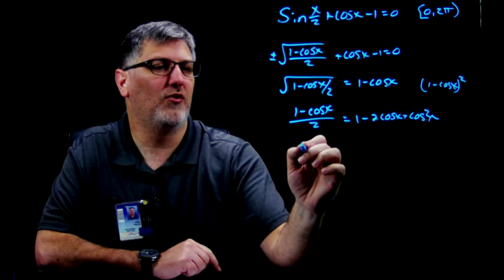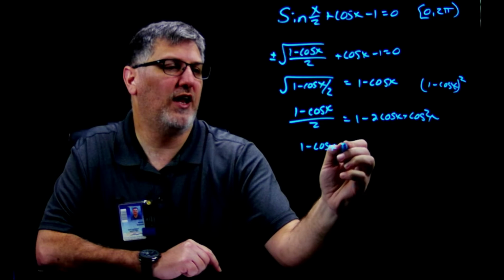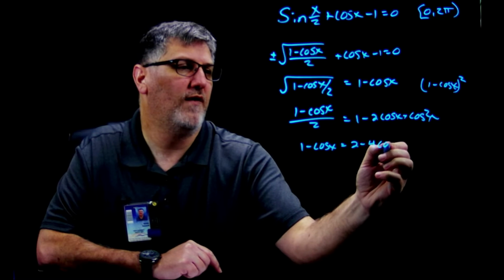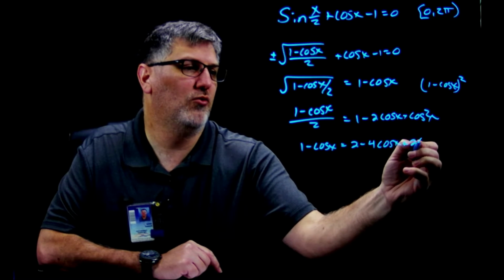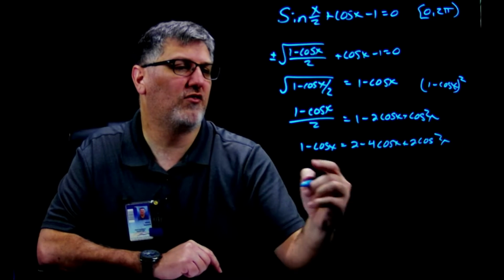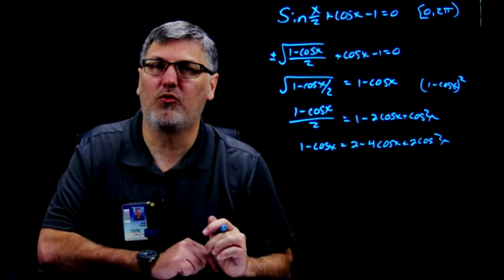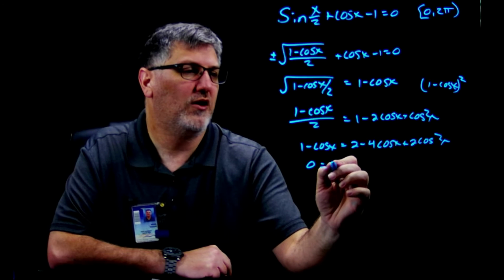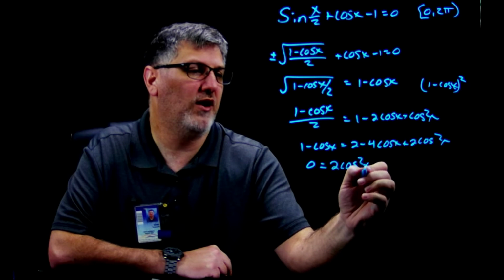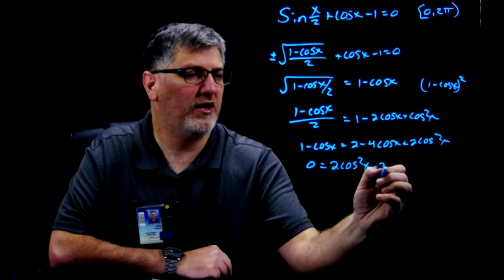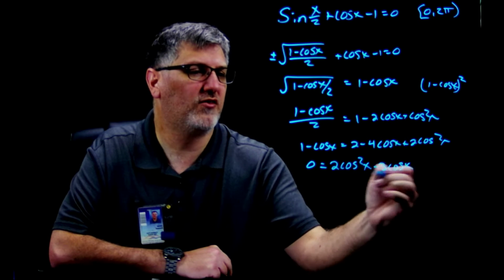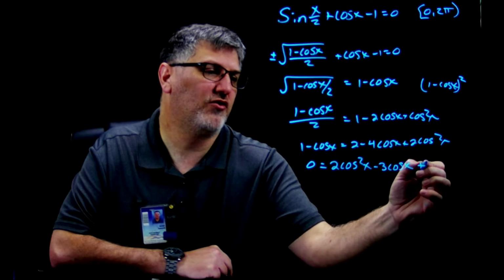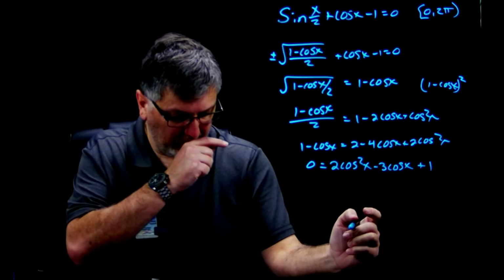Multiply both sides by 2. I get 1 minus cosine x equals 2 minus 4 cosine x plus 2 cosine squared x. Move everything to one side because it's going to be a quadratic that factors. I'm going to get 0 equals 2 cosine squared x minus 3 cosine x plus 1. This does factor.